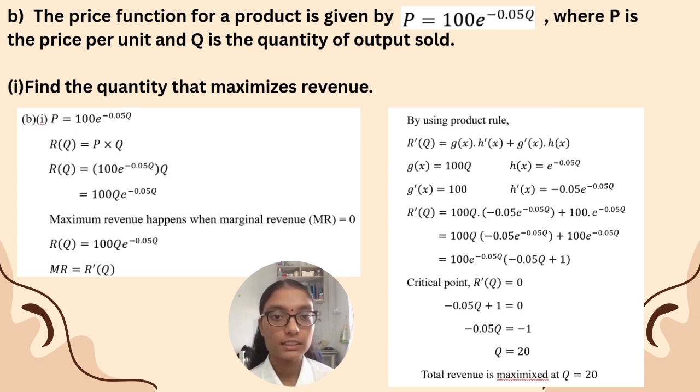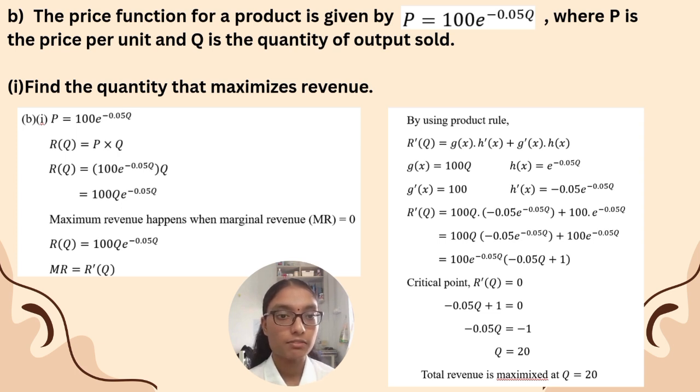Here we let G(Q) equal to 100Q and H(Q) equal to e power of negative 0.05Q. Differentiating each part, we get G prime of Q equal to 100 and H prime of Q equal to negative 0.05 e power of negative 0.05Q. After that, we substitute into the product rule formula. R prime of Q equal to 100 e power of negative 0.05Q plus 100Q in bracket negative 0.05 e power of negative 0.05Q.